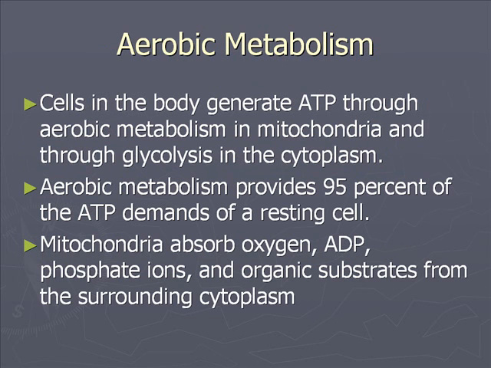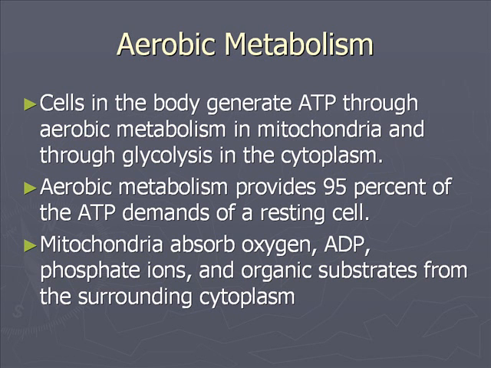Another concept that you need to appreciate in muscles is the process of aerobic metabolism. Now there are two processes. One is aerobic metabolism in the presence of oxygen. Another one is anaerobic metabolism in the absence of oxygen. Cells in the body generate ATP through a series of steps. Aerobic metabolism occurs in the mitochondrion. Remember when we talked about the Krebs cycle taking place, with glycolysis taking place outside the mitochondria in the cytoplasm.